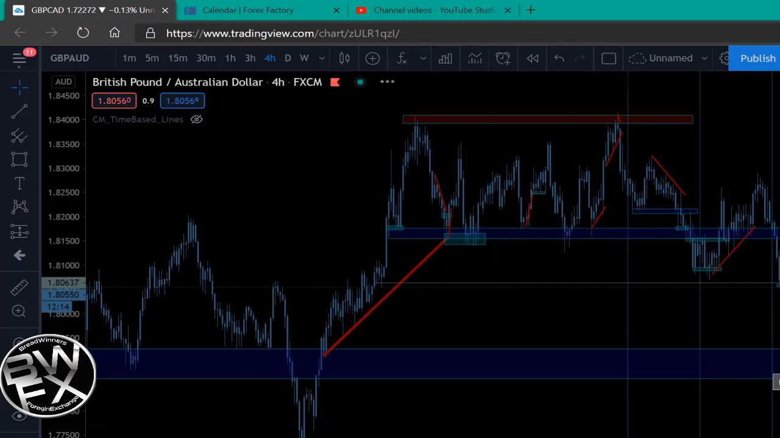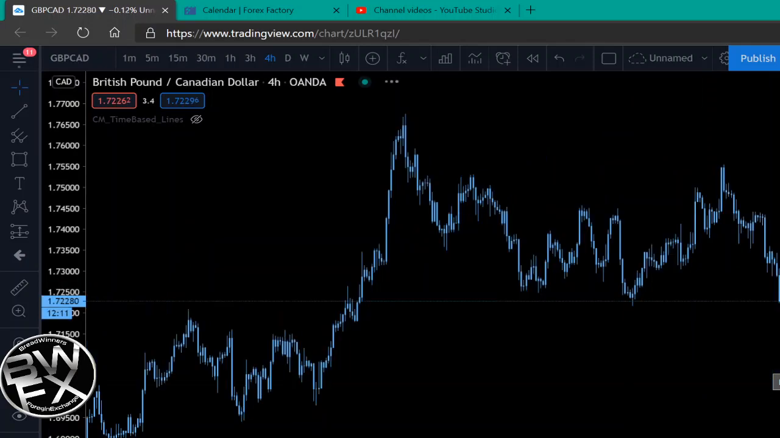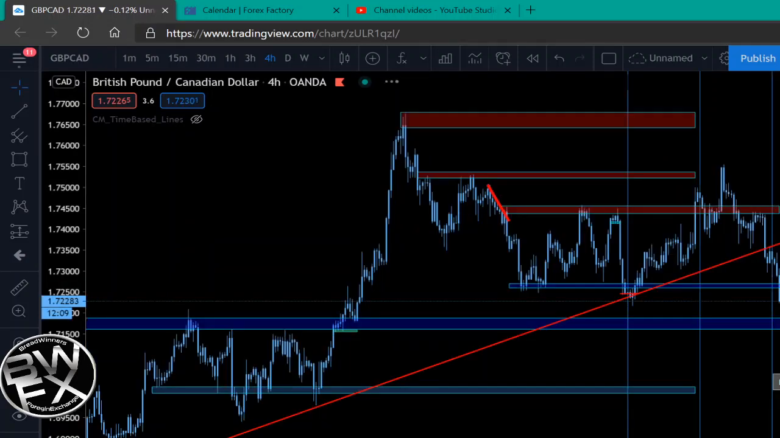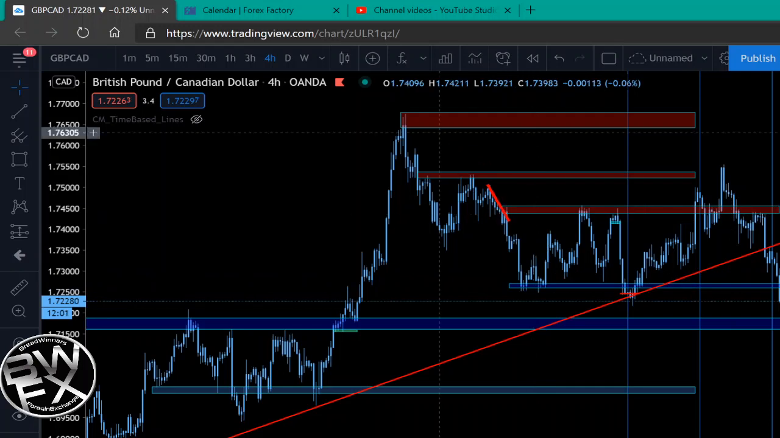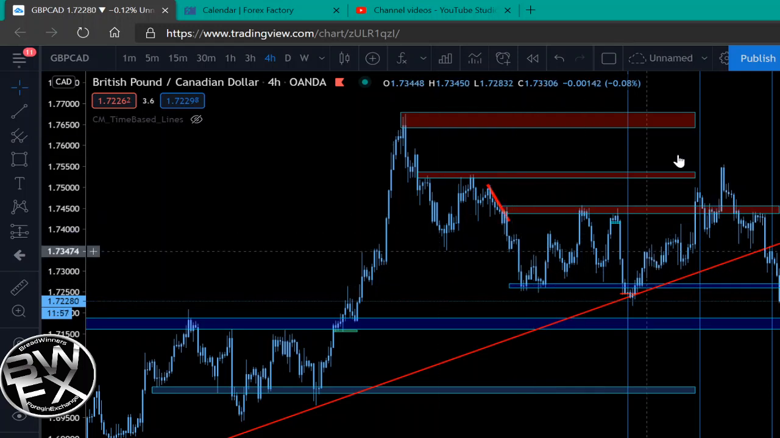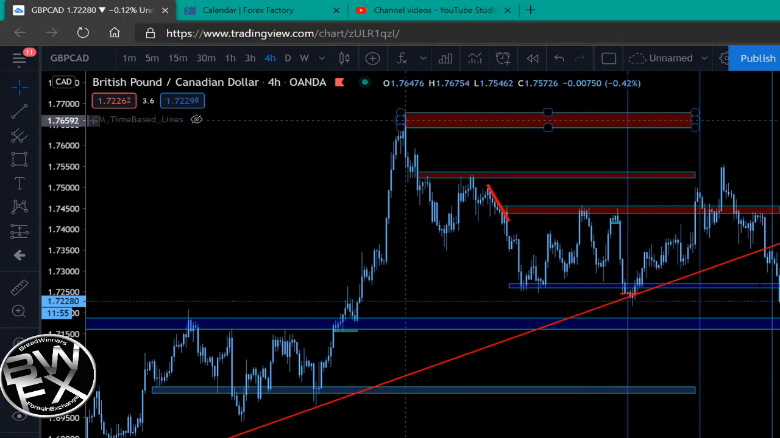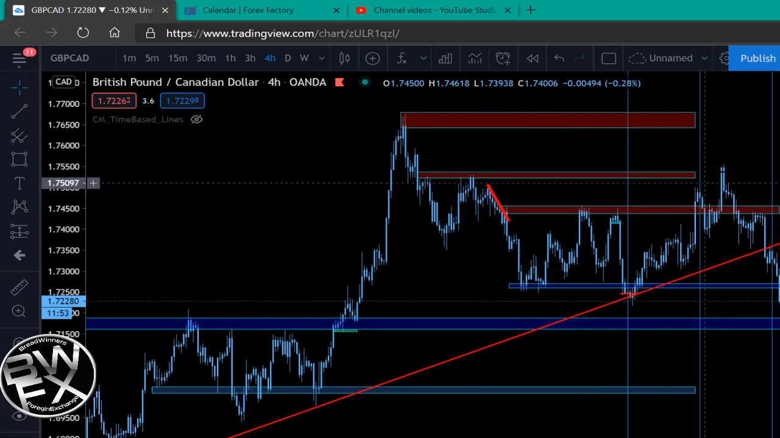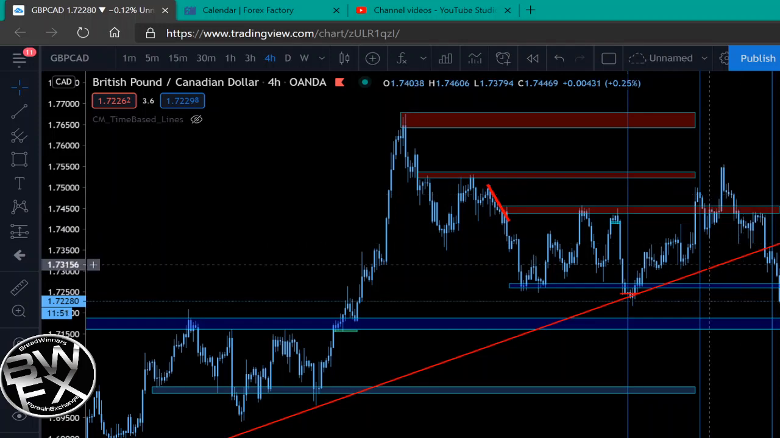GBP CAD, same situation. We've been in an uptrend, but it's failed to make a high. We haven't seen a high yet. This is the highest that we've been, but we haven't had a high. It failed to make the high, and it's broken this. It's broken our trend line.